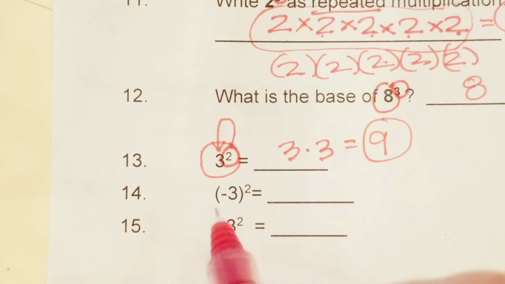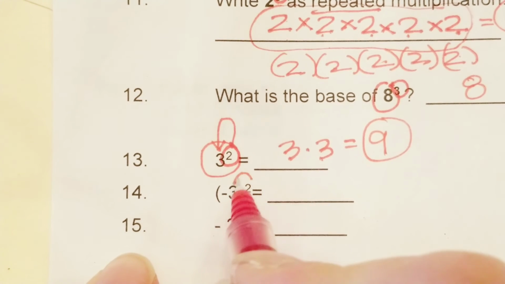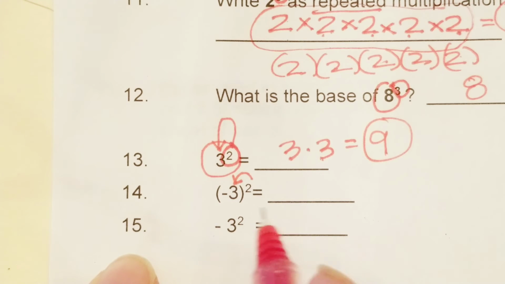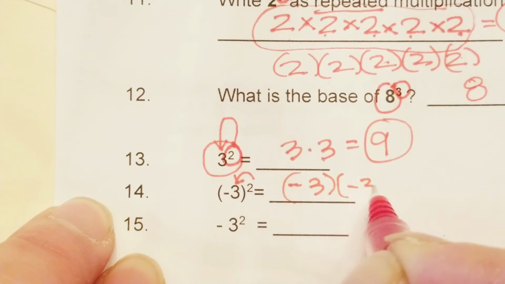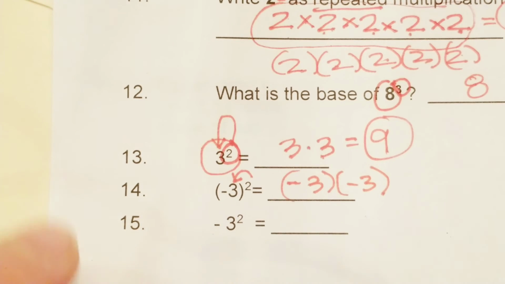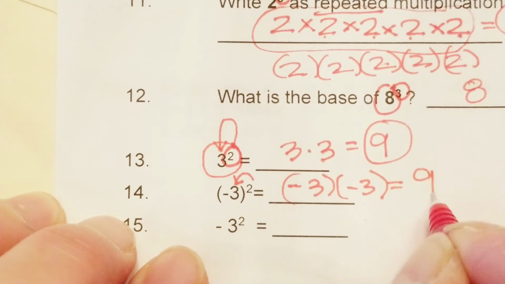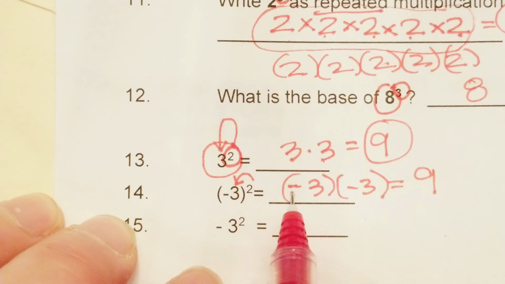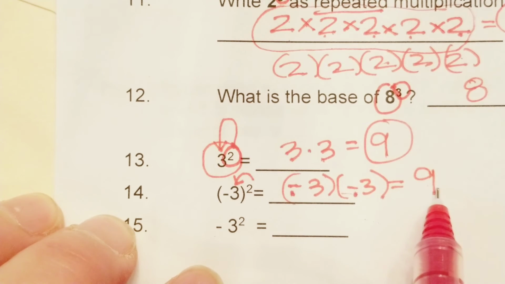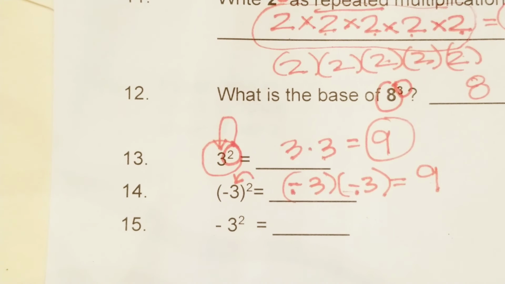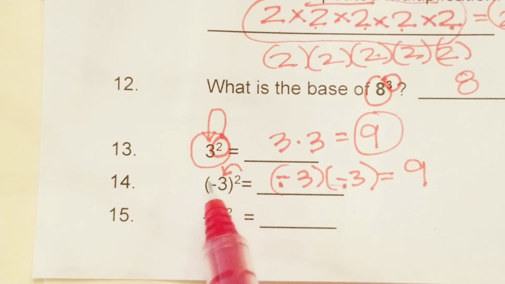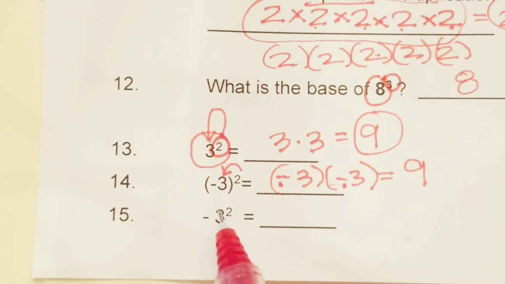How about this one? Your exponent of 2 tells you how many times you multiply your whole number there, so you can do it like this. Multiply -3 2 times, and that gives you 9 as well, because a negative times a negative is a positive. Okay? -3 squared. Now, I gave you these problems because I want you to see that these are actually different.